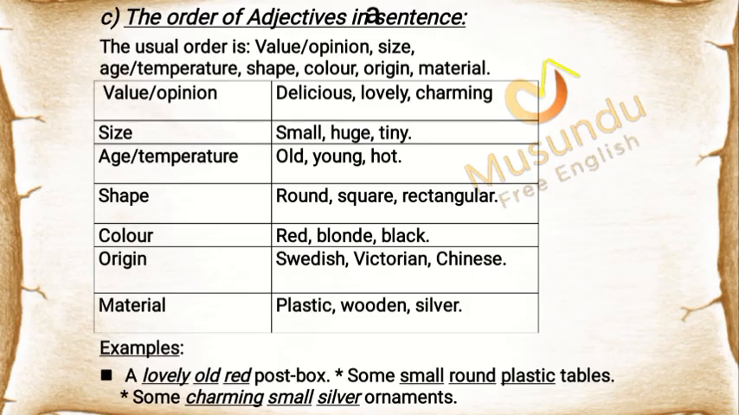Examples: a lovely old red postbox. Some small round plastic tables. Some charming small silver ornaments.